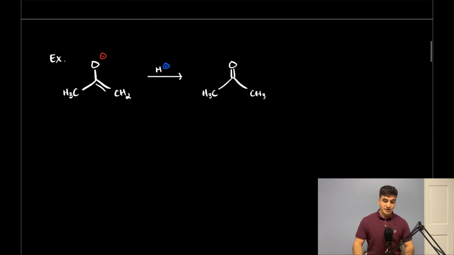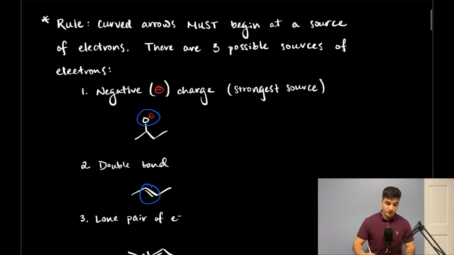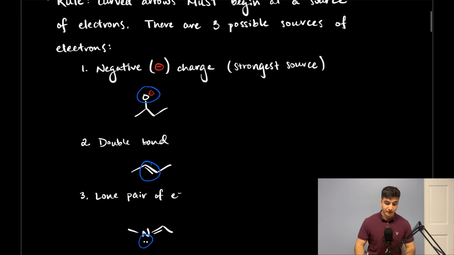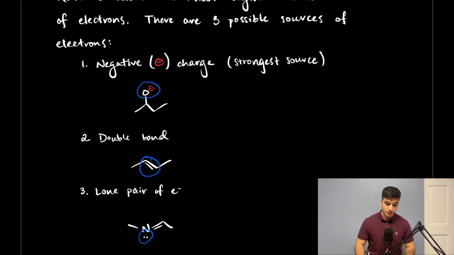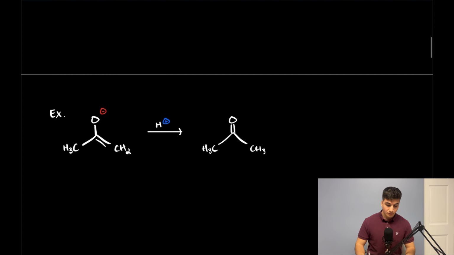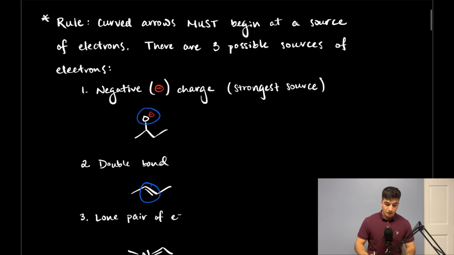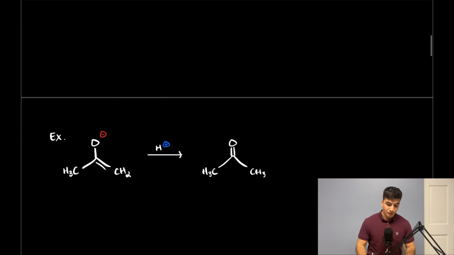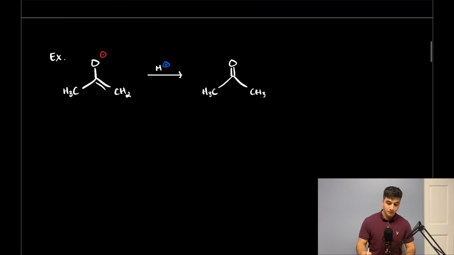Alright, so let's go through this example. If I were to look at this problem, the first thing that I would do is refer back to what we just talked about, which is finding the three possible sources of electrons. Let's see if we have any of those here in this question. So a negative charge, double bond, lone pair. We do have a negative charge, and we also have a double bond. But like we said before, the negative charge is the strongest source of electrons. So we're going to look at that first as our primary spot to begin.